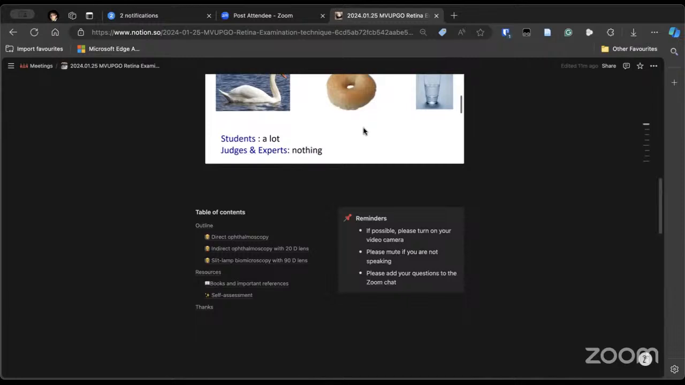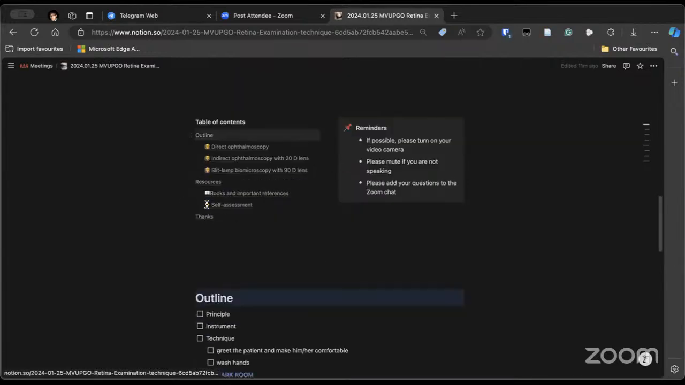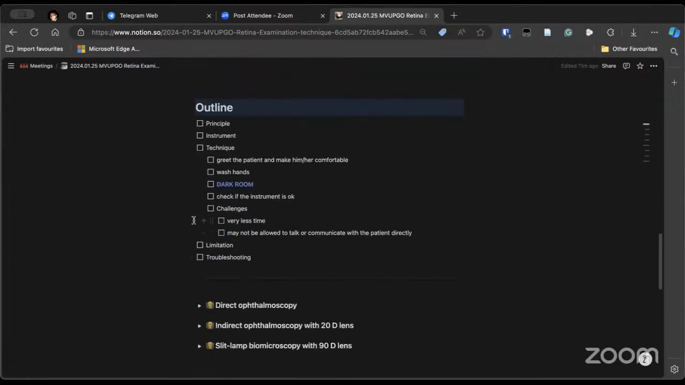So I'll discuss direct ophthalmoscopy, indirect ophthalmoscopy, and slit lamp biomicroscopy. These are very important topics. Basically, I'll discuss the principle of each instrument or technique, and the important things which the examiners will see: that you show courtesy to your patient and examiners, and also the helpers, the fellows or other doctors who are helping you. And if it is given, you have to wash or clean your hands.